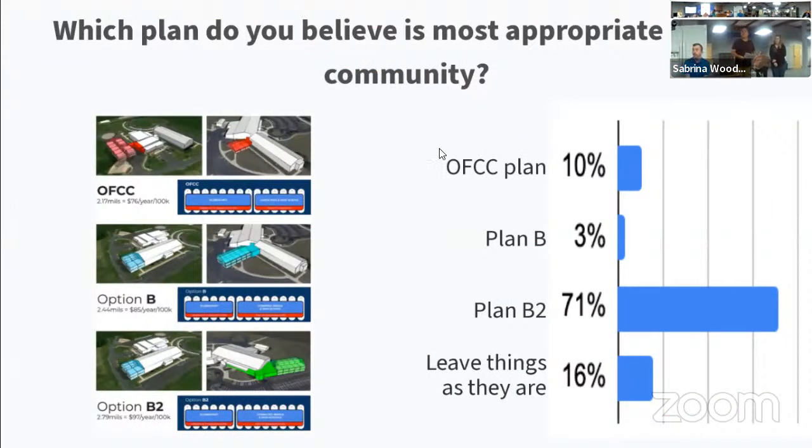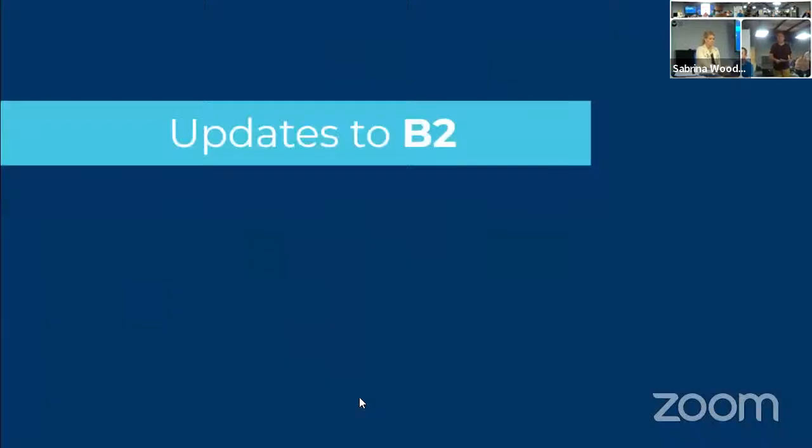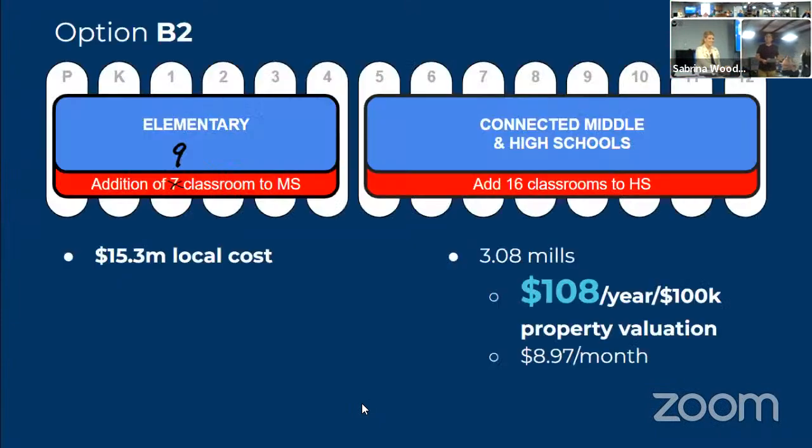All right, and then finally, which plan did they feel was most appropriate for a community? And again, option B2 was the strong leader coming out of that discussion with 71%. So again, the options that we were putting forth would be a two building option with all facilities being at the two buildings on the Cottonville Road location, and with additions to each of the currently existing middle school as well as the high school. All right, go to the next slide.